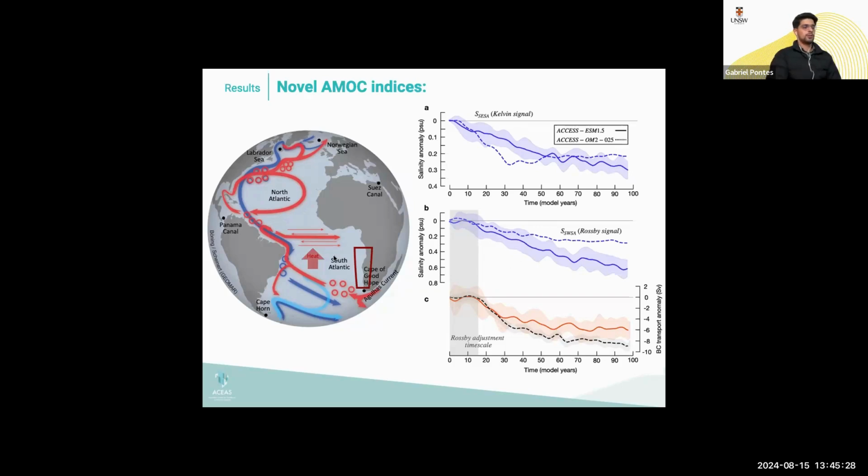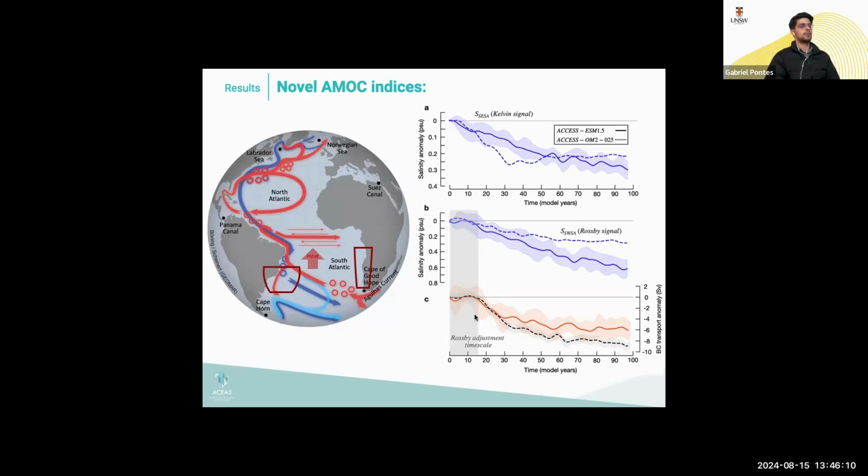But when we go into the West South Atlantic, where we've got this Rossby signal, and we consider the Kelvin signal, it starts to cool quite fast. As soon as the AMOC starts to weaken, we can see this Kelvin signal emerging in the East South Atlantic. If we go to the West South Atlantic, both models agree quite well on the changes in the dynamics of the ocean circulation that have been causing this salinity signal related to the Rossby wave propagation.